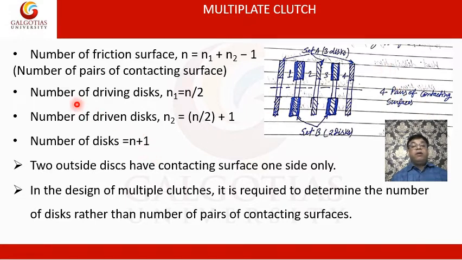Then the number of driving discs, which are mounted on the driving shaft. So that is n1. n1 is equal to n divided by 2. So n value is how much? n is 4. So 4 by 2, that means 2. So 2 discs. So set B, these discs are mounted on the driving shaft.